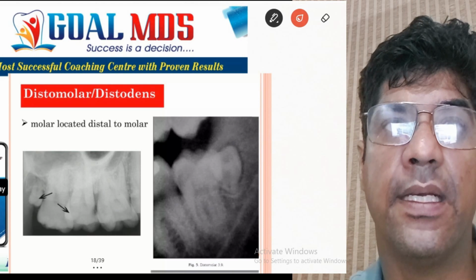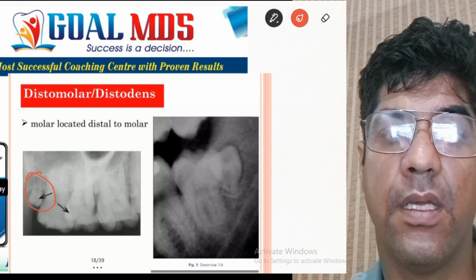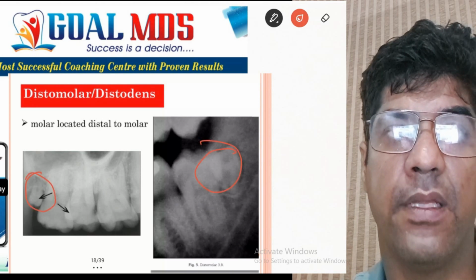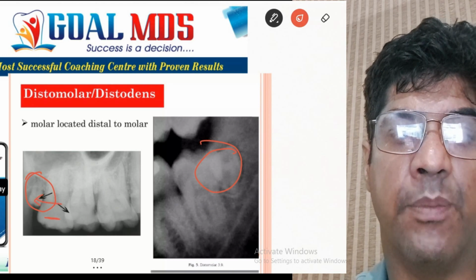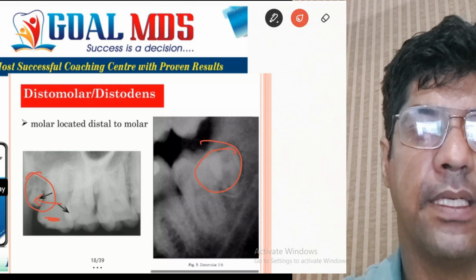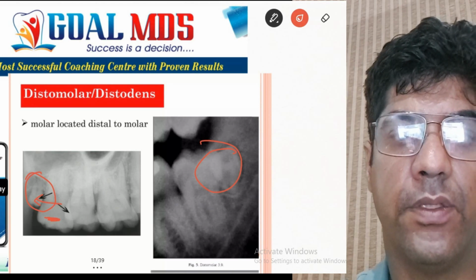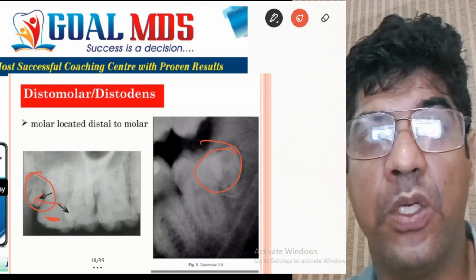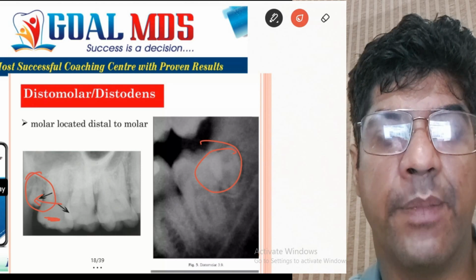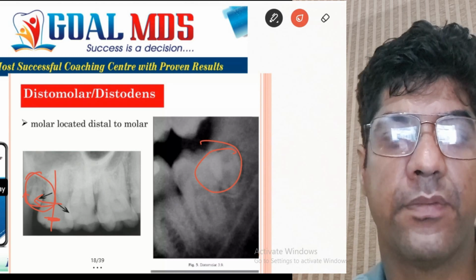What are the distomolar teeth? Distomolar teeth are seen behind the last, that is the third molar, in the dental arch. So they will be located distal to the third molar.